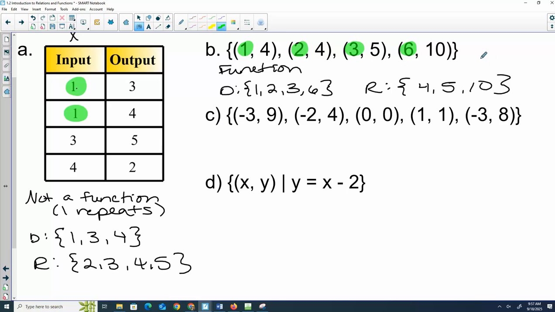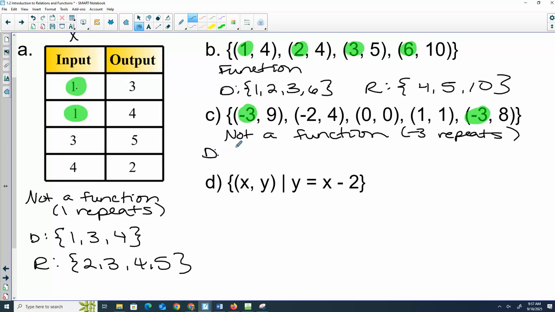Is C a function? Why? Negative 3 repeats. Can you tell me anyway what the domain would be? What would our range be? 9, 4, 0, 8. Okay.